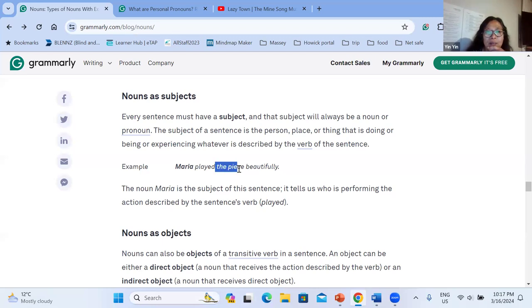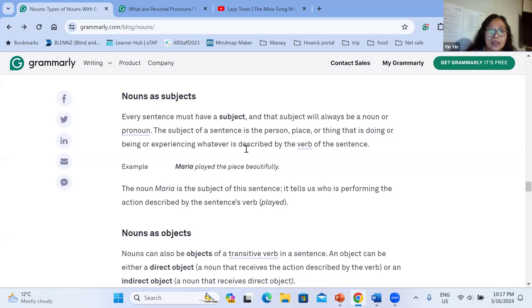The piece of music, another noun, right? That's the object. Maria is the subject, a proper noun. So Maria plays the piece. Now Maria is the subject of the sentence. The noun Maria is the subject of the sentence. It tells us who is performing the action described by the sentence verb.